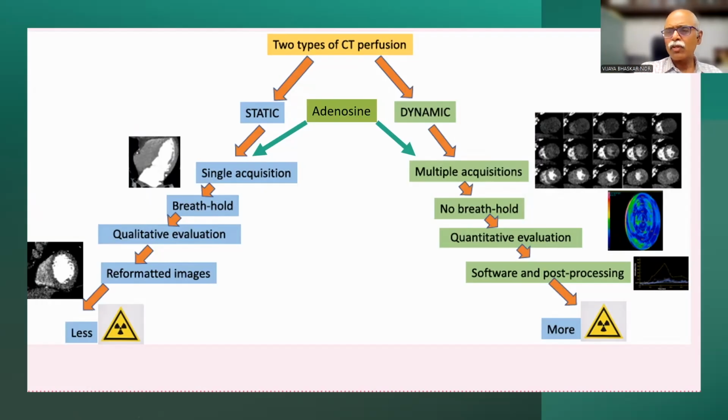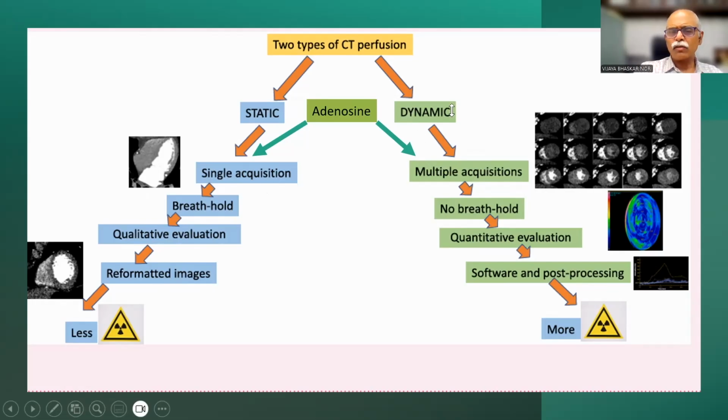Now, in static perfusion, after giving adenosine, it is a single acquisition, single breath-hold acquisition, just like a CT angiogram or a coronary angiogram. And then you get reformatted images. And that is a qualitative study. You only look at the perfusion defects on the CT scan images, in the reformatted images. And radiation is definitely low.